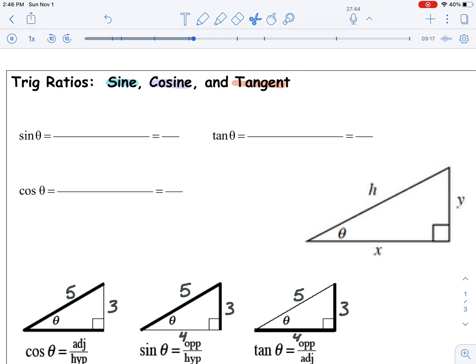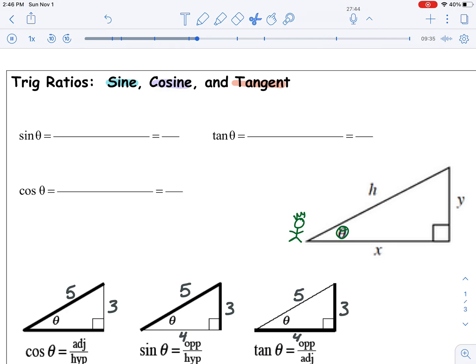So I have this triangle over here for reference, and I've labeled my angle theta in the corner. And we'll draw our little person next to it. Yay.